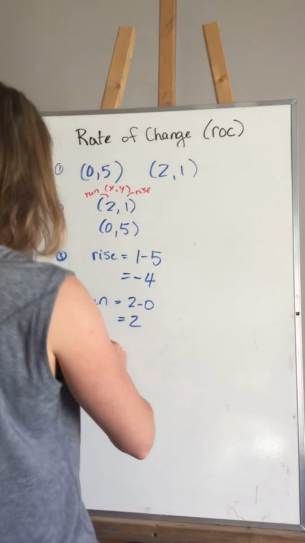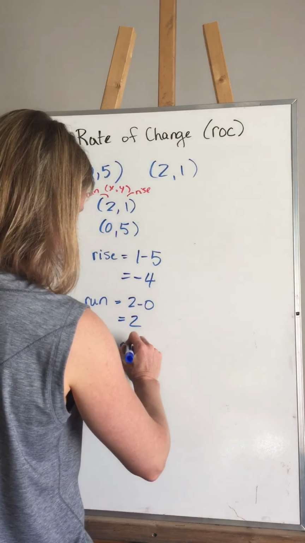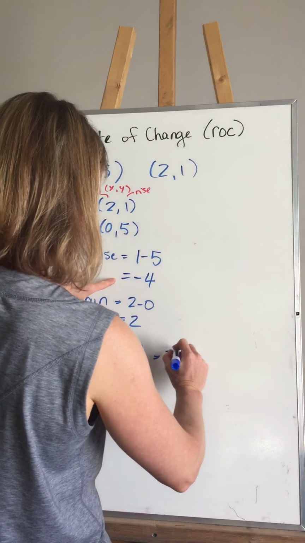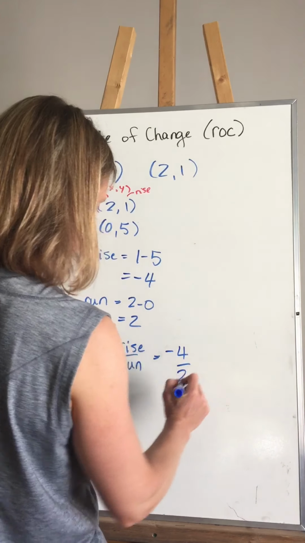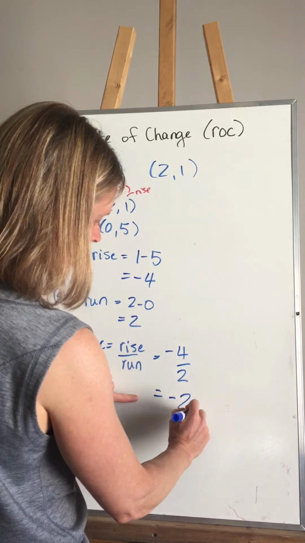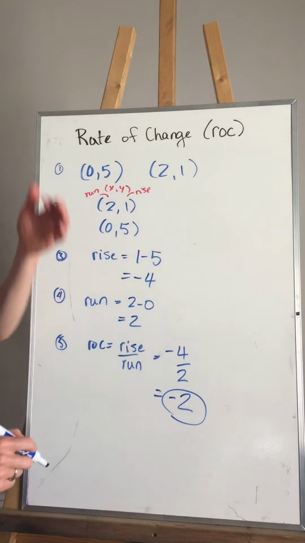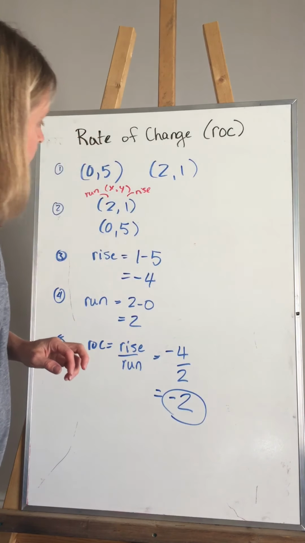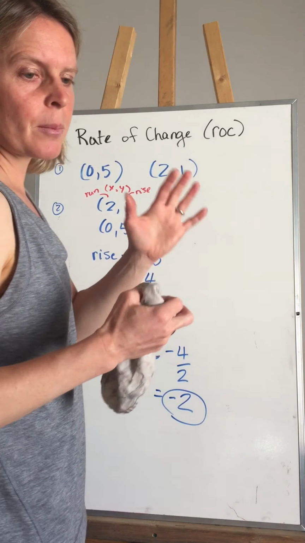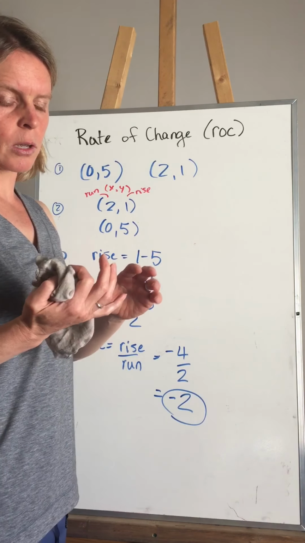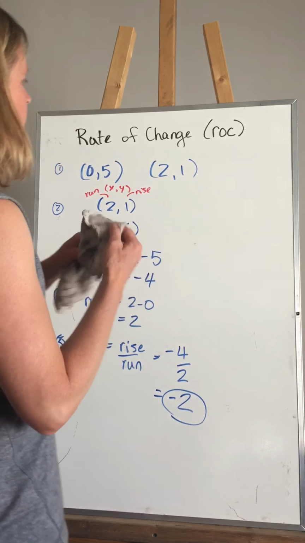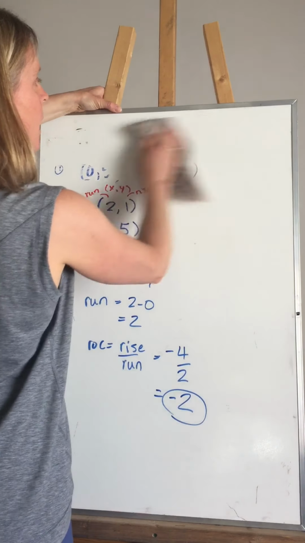My rate of change is equal to the rise divided by the run. My rise is negative 4. My run is 2. So negative 4 divided by 2 is negative 2. So my rate of change is negative 2. Next, I'm going to do one example from each in terms of writing equations. I'll give you an example using word problems, graphs, charts. Those are the 3 that you need to be able to write equations for.